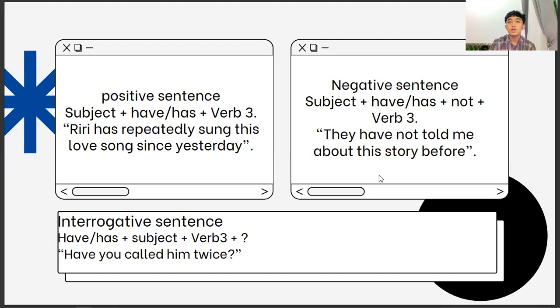For negative form, you can use subject plus have or has plus not plus verb 3. The example is like, they have not told me about this story before. And for interrogative, the structure is have or has plus subject plus verb 3. And the example is like, have you called him twice?